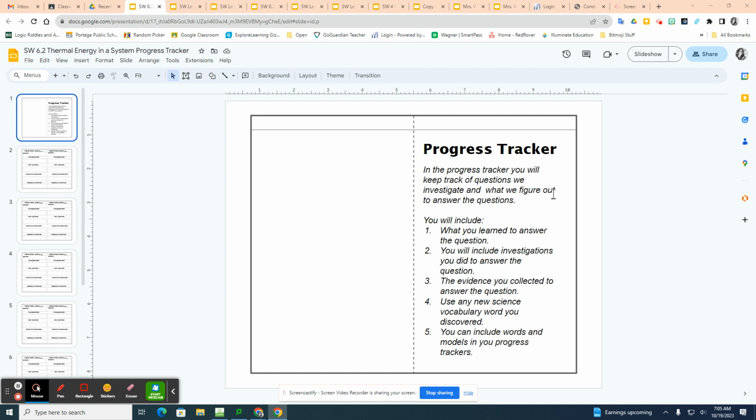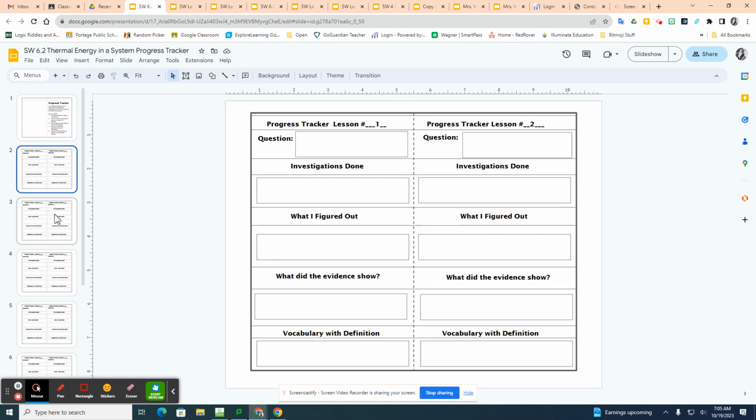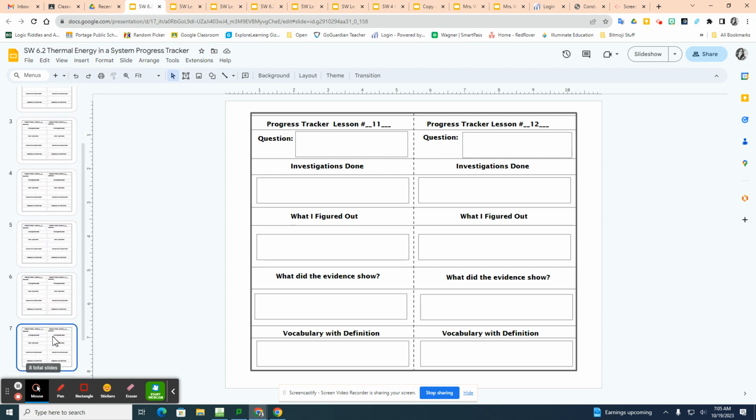The one thing I want you to do is have your journal in front of you, with you, along with this progress tracker slide deck that you have assigned to you. You'll have the progress tracker up on your screen, and then you will have different slides, and you can see that I have all the different lessons up there already.